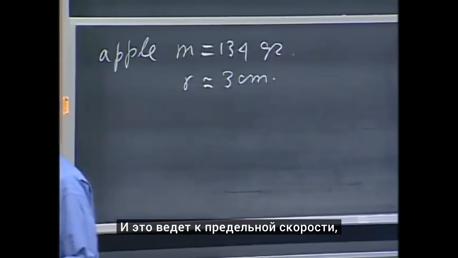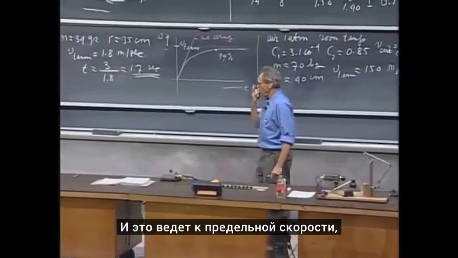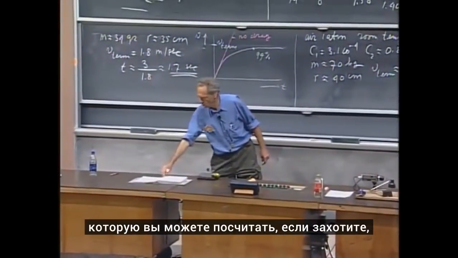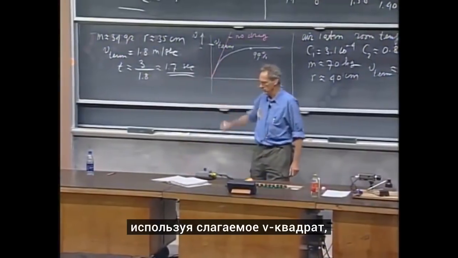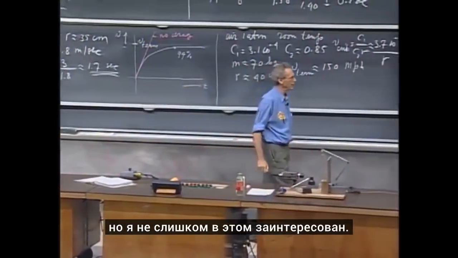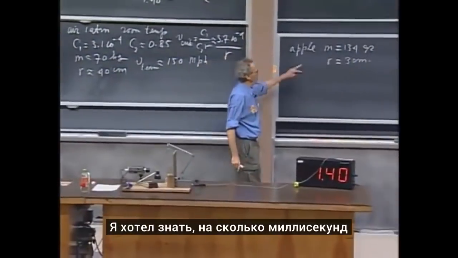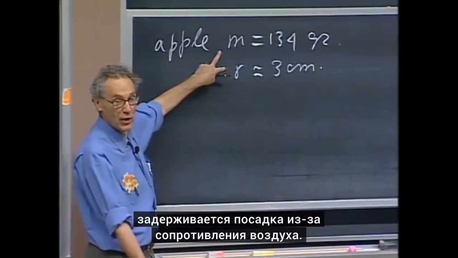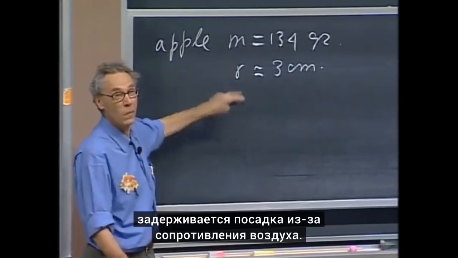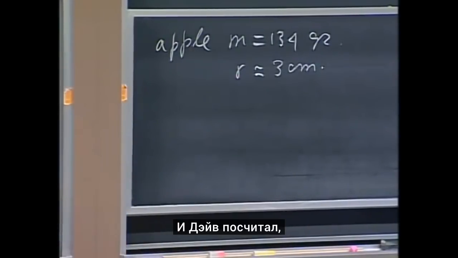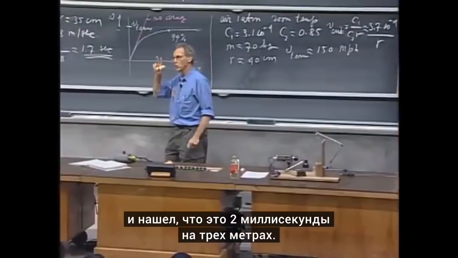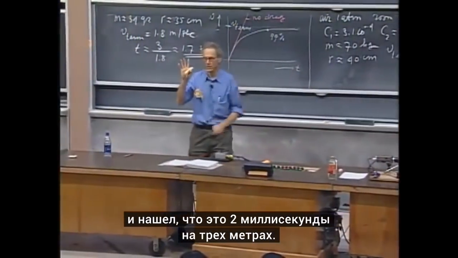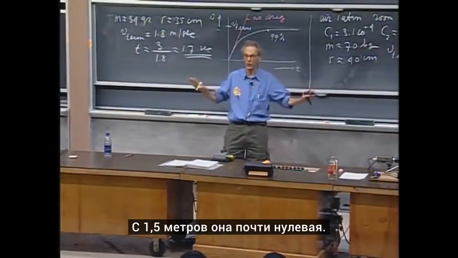And that leads to a terminal velocity, which you can calculate if you want to, using the v² term, but I was not interested in that. I wanted to know how many milliseconds the touchdown is delayed because of the air drag. And Dave made the calculations, and he found that that is 2 milliseconds from 3 meters. From 1.5 meters, it's almost nothing.